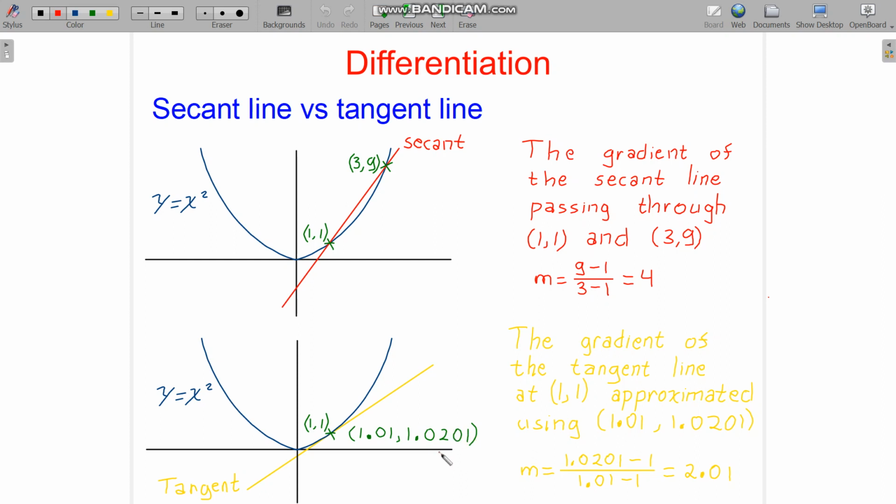So the gradient of the secant line is approximately equal to the gradient of the tangent. And if we use the gradient formula, y2 minus y1 over x2 minus x1, we get 2.01. This is close to the tangent gradient when the point is 1, 1.